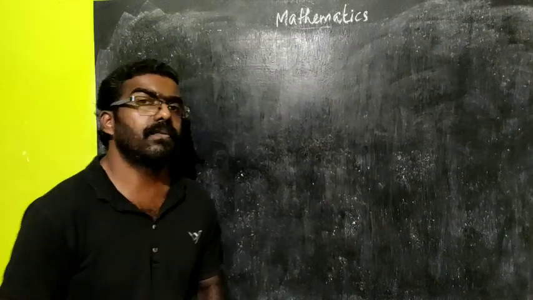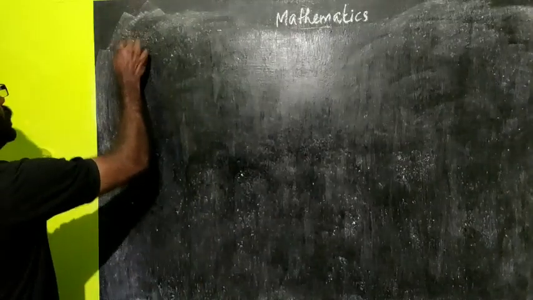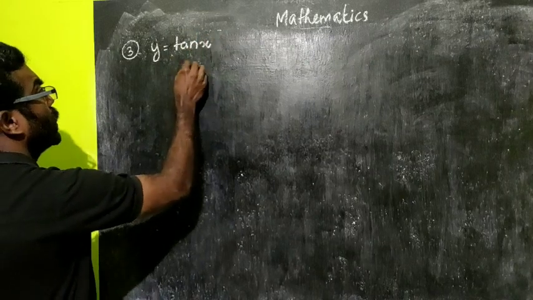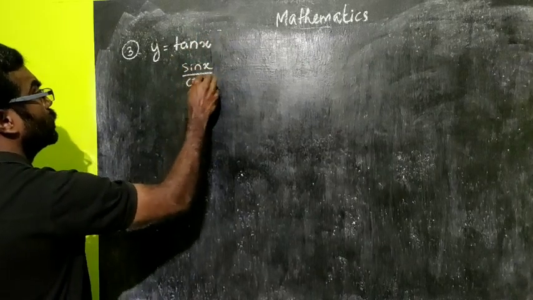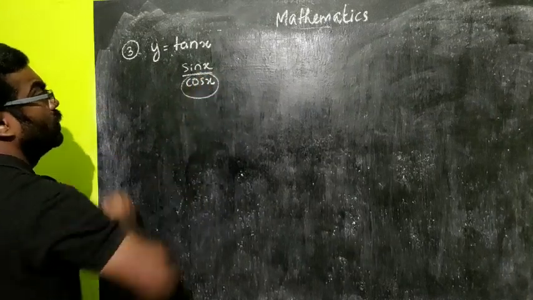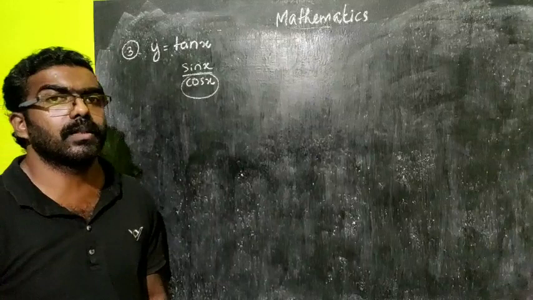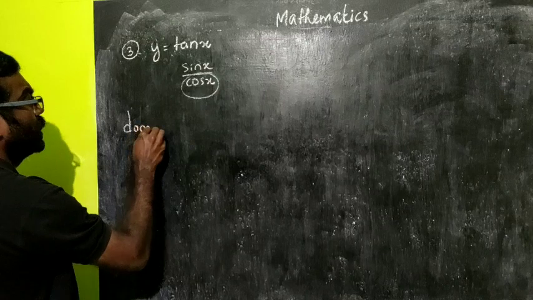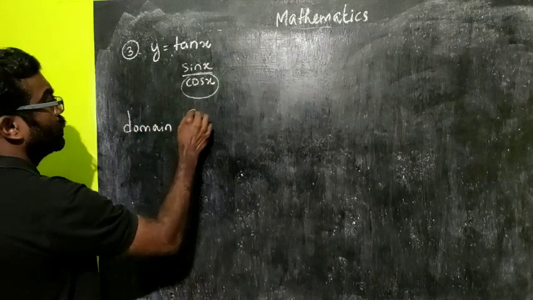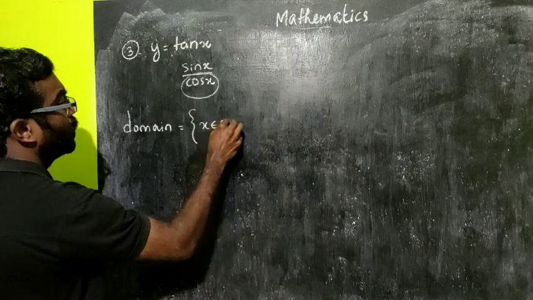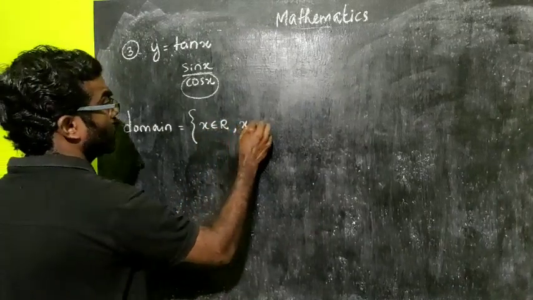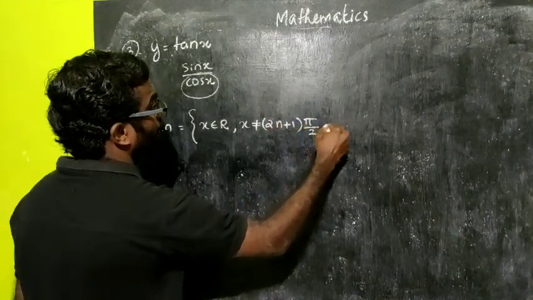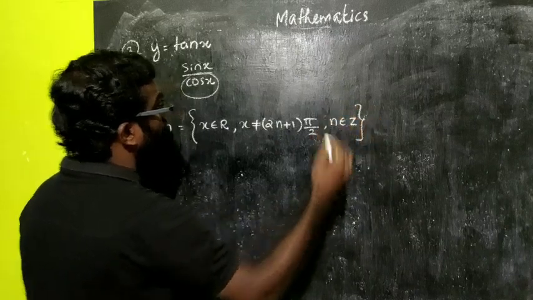Now we shall discuss the graph of y equal to tan x. We know tan x can be written as sin x by cos x. And cos x is 0 when x equal to (2n plus 1) into pi by 2, that means odd multiples of pi by 2. Hence the domain of tan x will be the set of all real numbers x belongs to R, x not equal to (2n plus 1) into pi by 2, and n belongs to Z, the set of all integers.